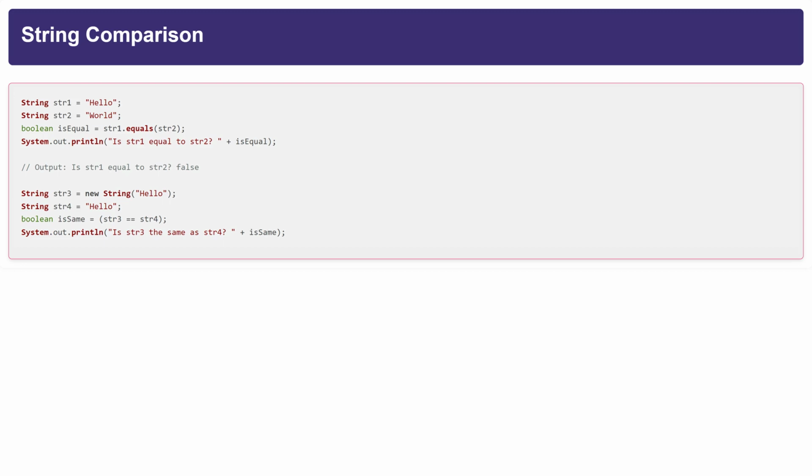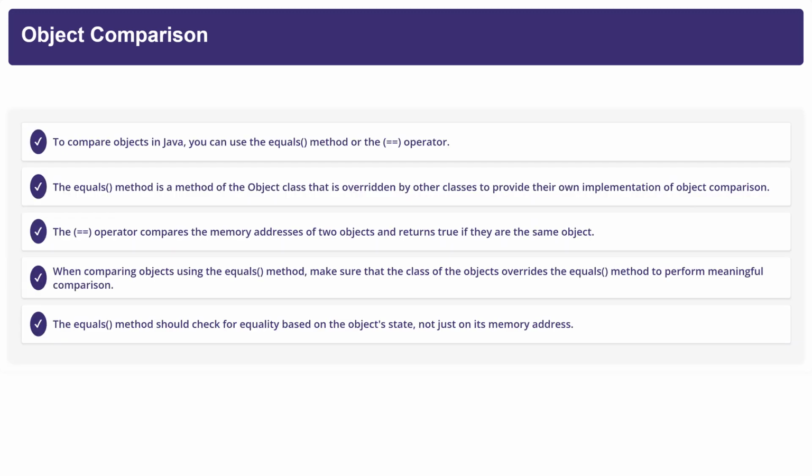Next, we have two more strings, str3 and str4. We use the == operator to compare their memory locations and store the result in a Boolean variable called isSame. We then print the result. In this case, the output will be, "Is str3 the same as str4? True."